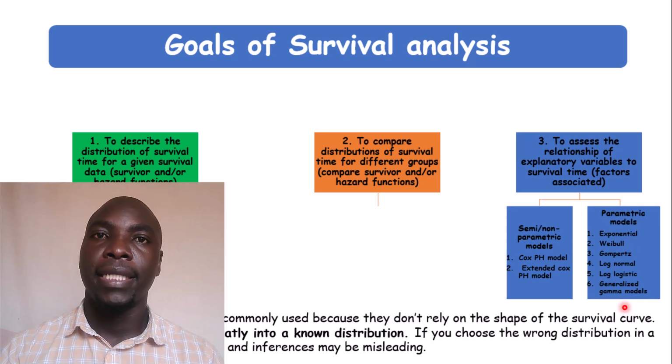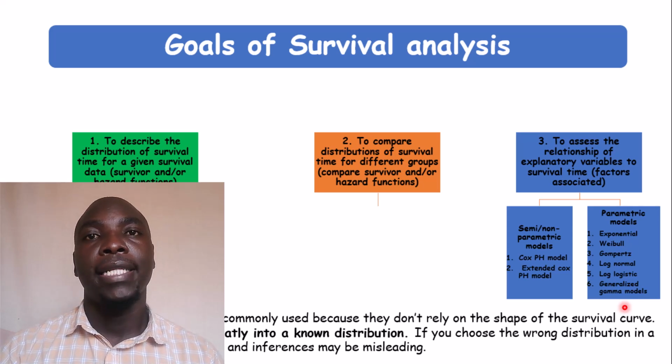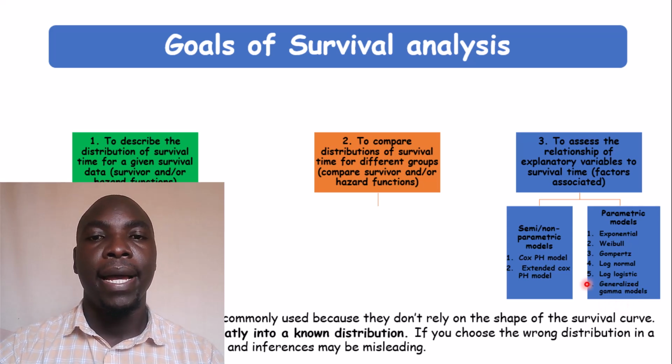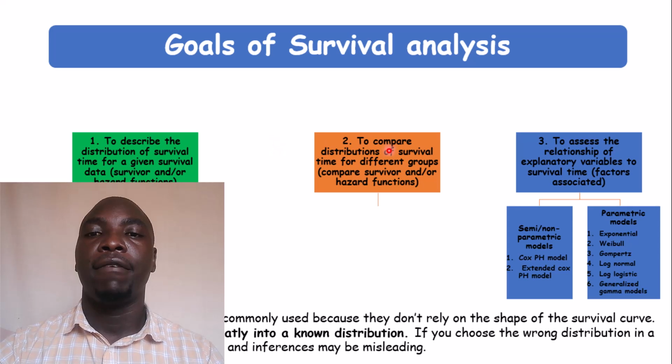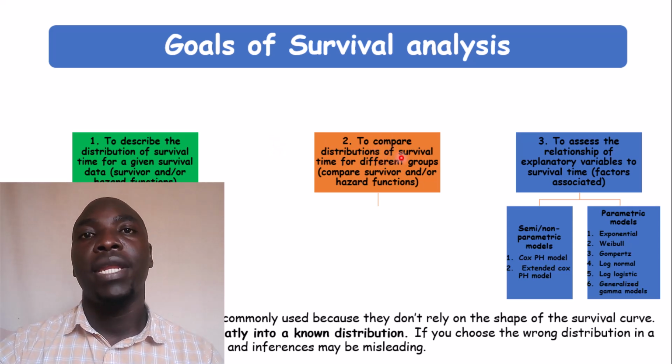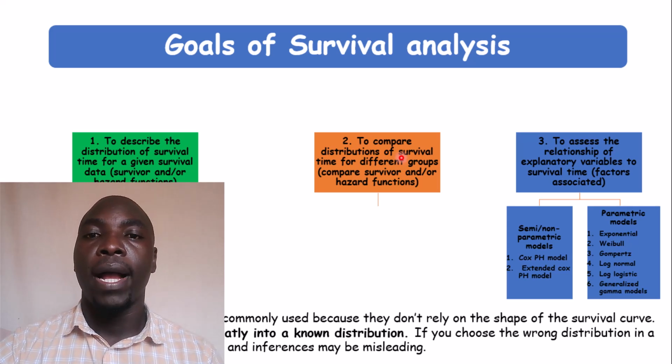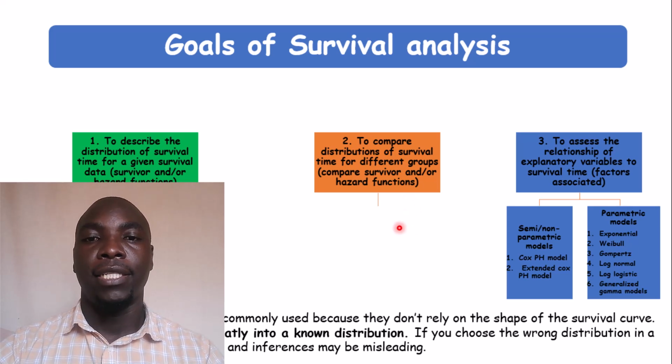So in our next episode, we are going to look at Kaplan-Meier analysis, which is used for describing the distribution of survival time and for comparing distribution of survival time between different groups, and also look at the log rank test, which is one of the tests used for comparing distribution.